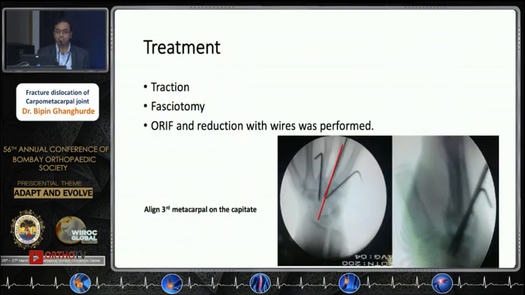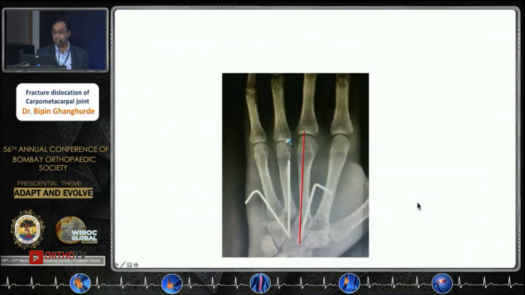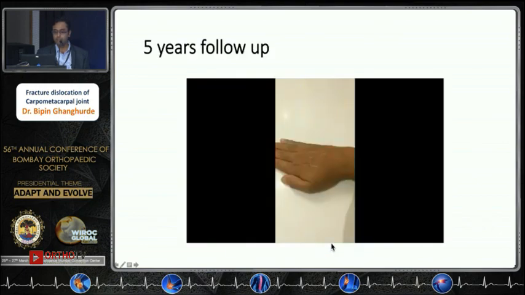In this, the treatment is to give traction and do a fasciotomy. Through the fasciotomy incisions only, you can open, reduce, and fix it with K-wires as in this case. The idea is to align the third metacarpal on the capitate. That is the important thing. The third metacarpal should be aligned on the capitate, as you can see here. This is the post-op X-ray, with the third metacarpal aligned on the capitate. And this is the 5-year follow-up function.